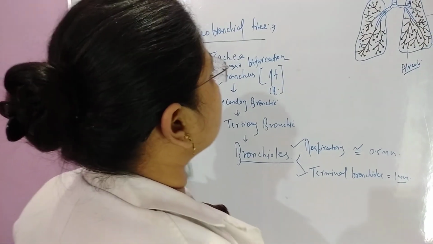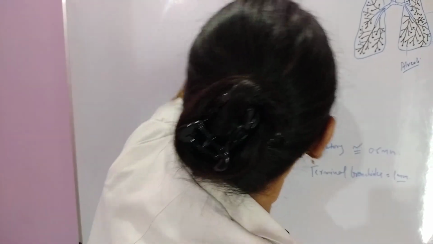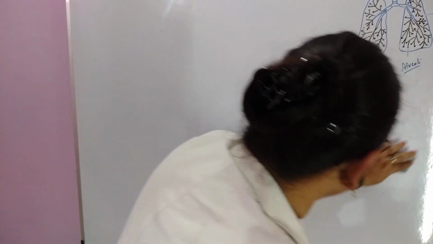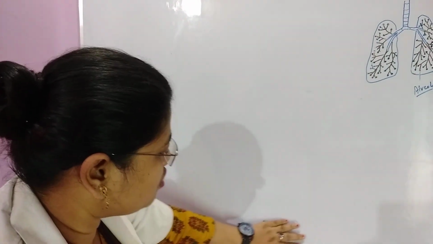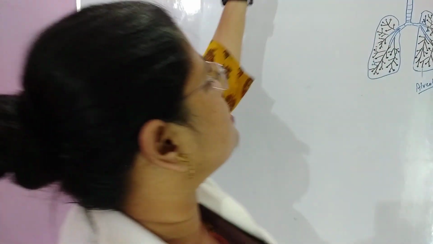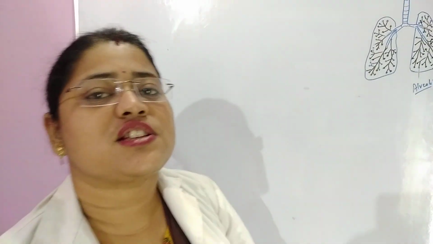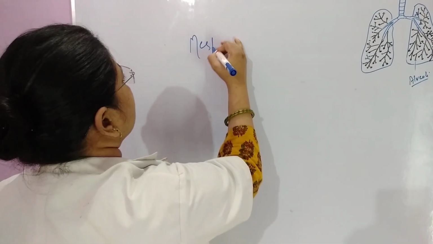Now, the respiratory unit. Though the respiratory tract includes various structures, not all structures are responsible for gaseous exchange. Structures through which gaseous exchange takes place are known as the respiratory unit. So the next topic is the respiratory unit.